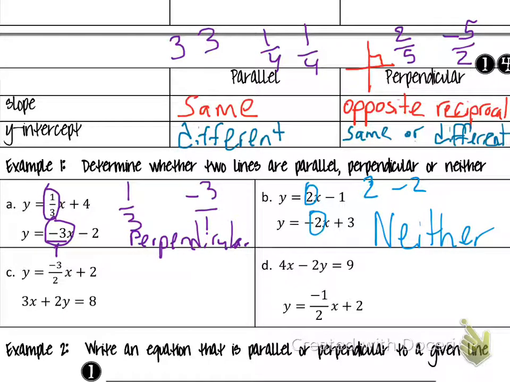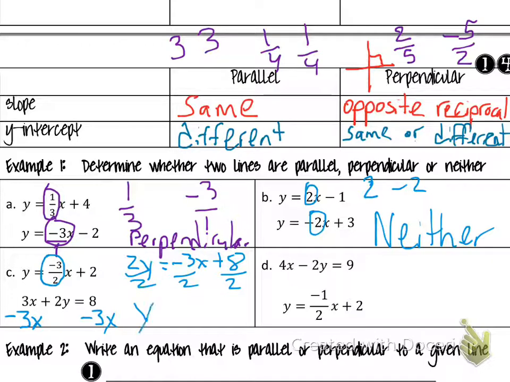C, well, this slope is negative 3 over 2. This one is in standard form, so you can't look at it and tell the slope. So we're going to have to do a little math. You're going to subtract 3x on each side because we have to solve for y. So you're going to have 2y equals negative 3x plus 8. Then you divide everything by 2. You're going to have y equals negative 3 over 2 x plus 4.